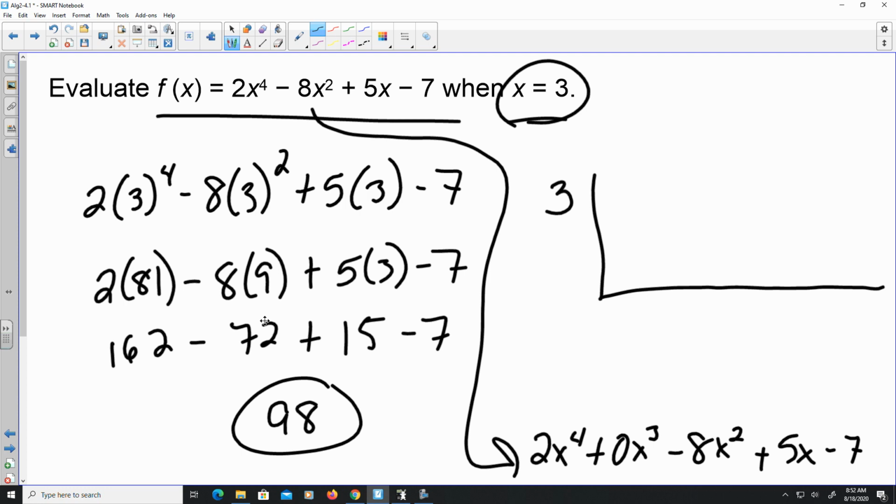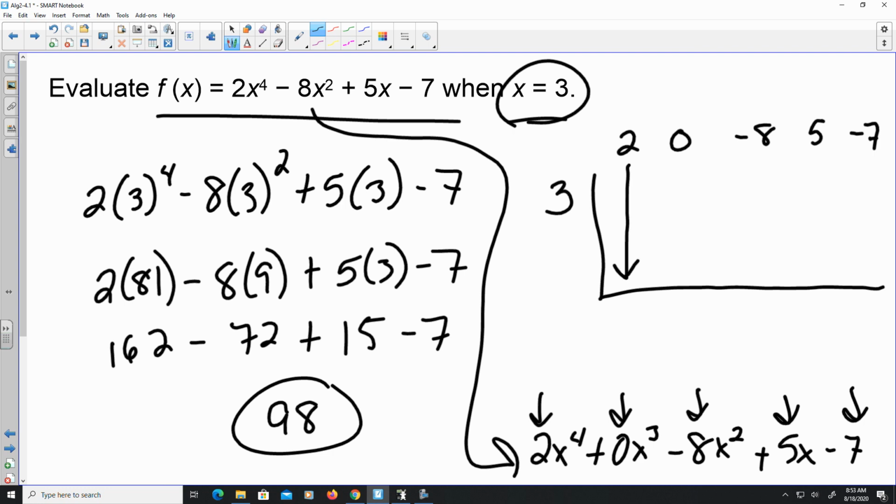So now all you're going to do is look at all of the coefficients, and make sure that if it's positive, it's positive, if it's negative, make it negative. So I'm going to write positive 2, 0, negative 8, 5, and negative 7. And at the end of this, you're going to get the same answer as we did when we did direct substitution.